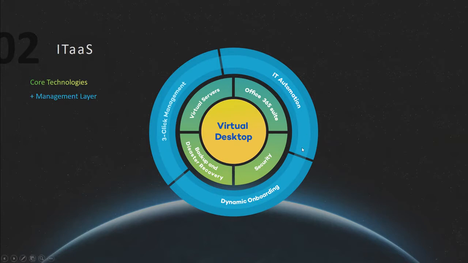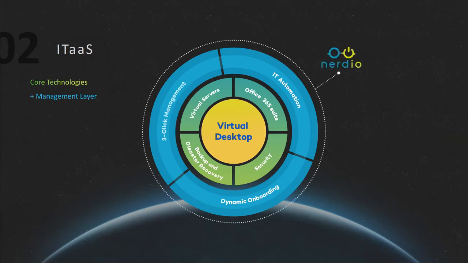Another major piece of this layer is the IT automation. We make it extremely easy to provision brand new environments, and then dynamic onboarding. We make it extremely easy to move from the old environment over to the Nerdio environment. All of that together is basically Nerdio. So it's those 5 core components, plus this management layer on top. That's what Nerdio is.